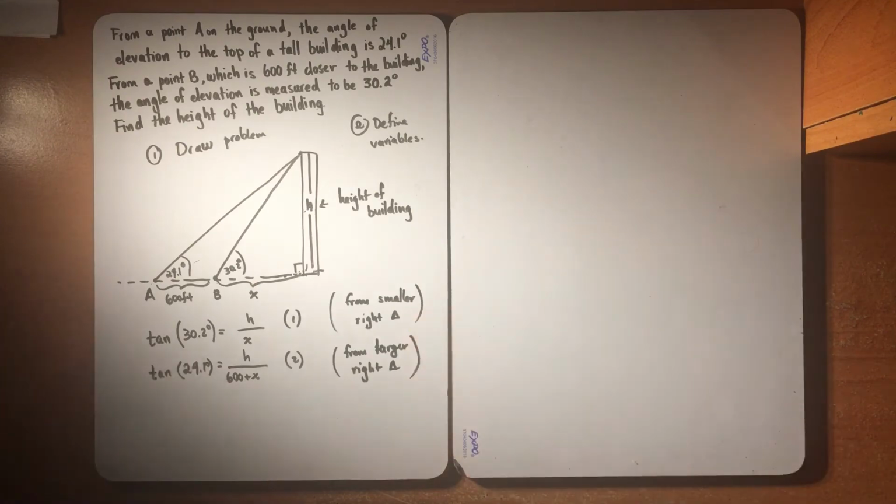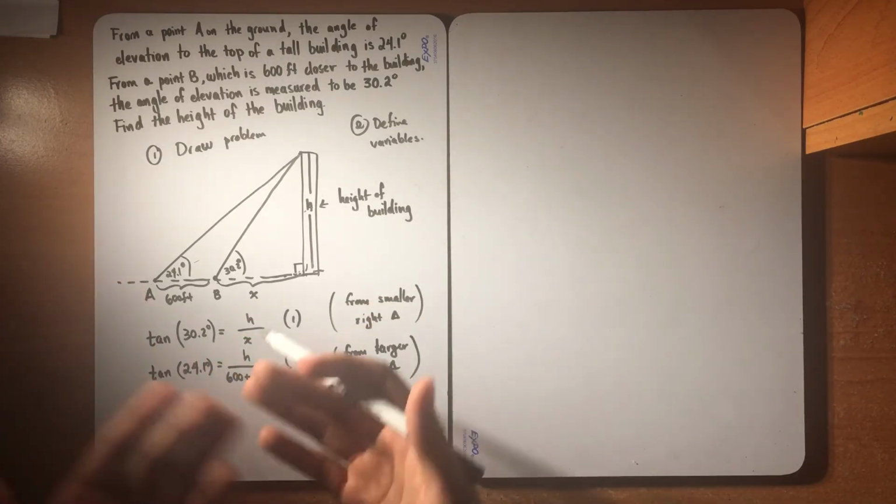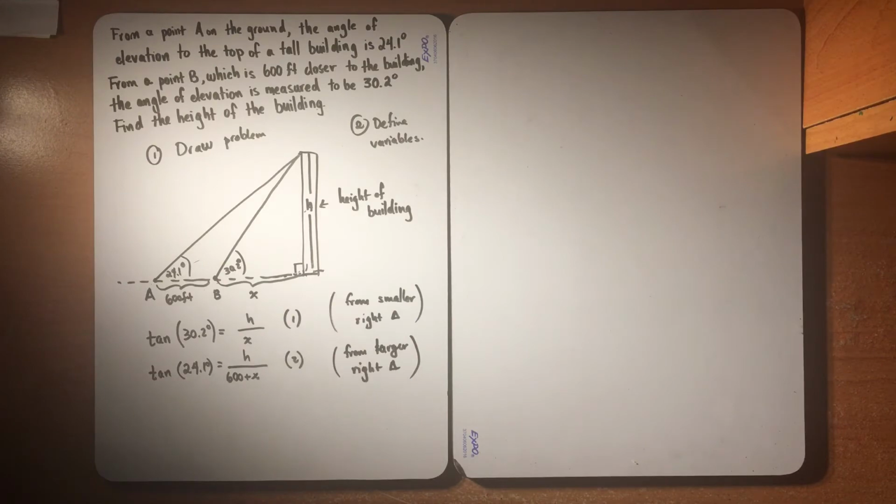So now we have two equations and two unknowns. How do we solve for the variables? We can solve by substitution.